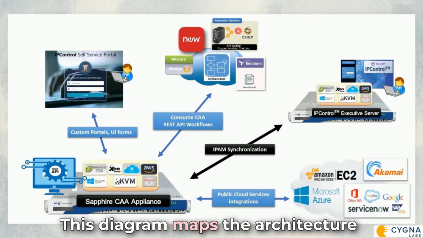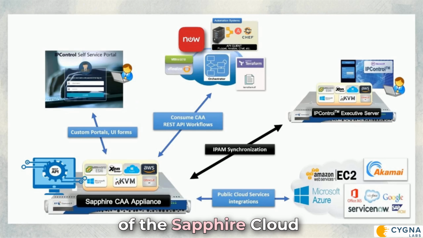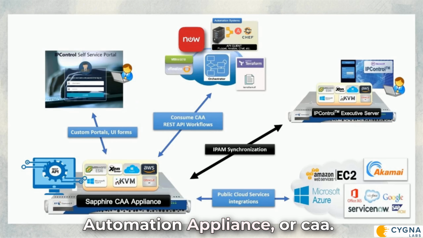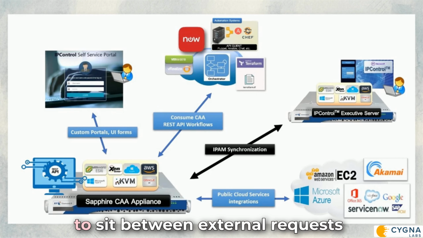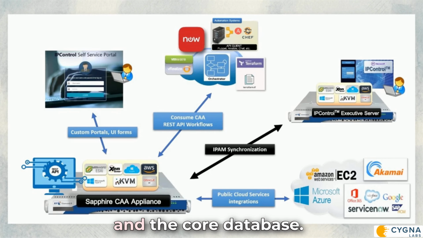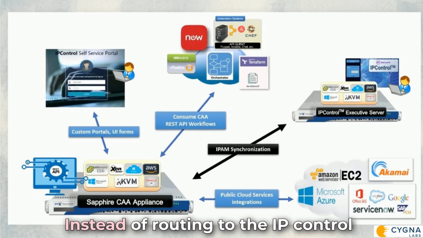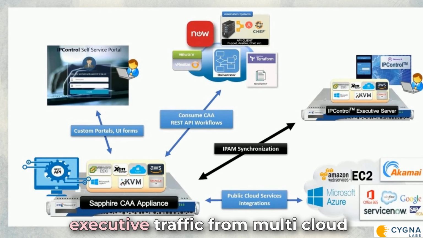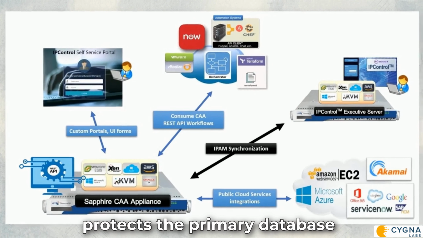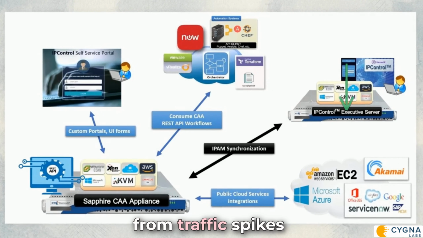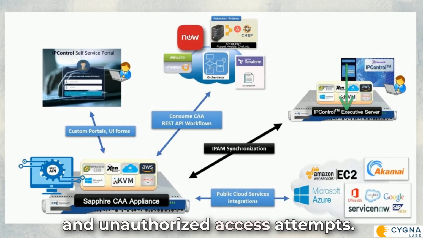This diagram maps the architecture of the Sapphire Cloud Automation Appliance, or CAA. The CAA functions as a dedicated API gateway designed to sit between external requests and the core database. Instead of routing to the IP control executive, traffic from multi-cloud environments and orchestration tools hits the CAA first. Offloading these requests protects the primary database from traffic spikes and unauthorized access attempts.